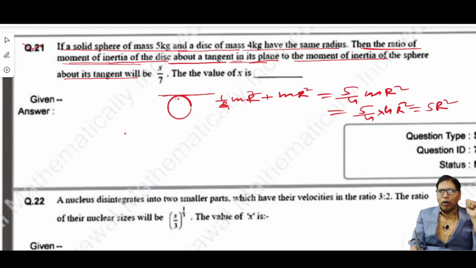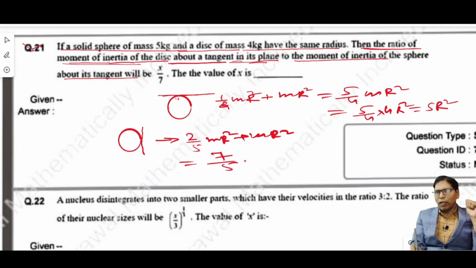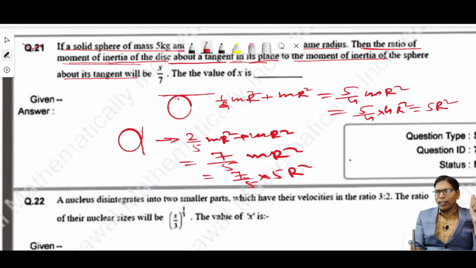Now moment of inertia of the sphere about its tangent. Look at this, this is the tangent. So moment of inertia of the sphere is 2 by 5 mr square plus mr square. So this is the 7 by 5 mr square. This is the 7 by 5 into 5 r square. So this is the 7 r square.